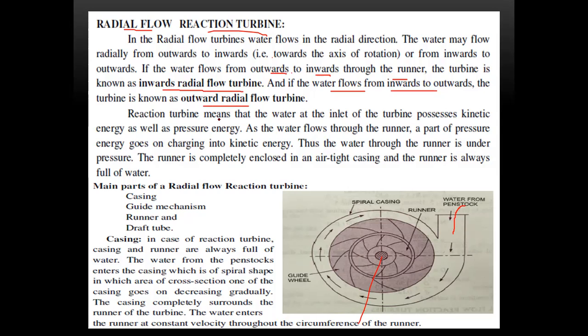Simply, the reaction turbine means that the water at the inlet of the turbine possesses kinetic energy as well as pressure energy. As the water flows through the runner, part of the pressure energy goes on changing into kinetic energy. Thus, the water through the runner is under pressure. The runner is completely enclosed in an airtight casing. It is always full of water.